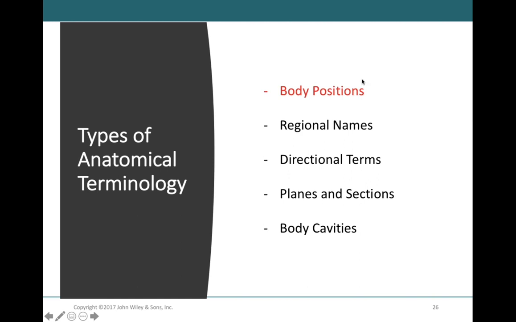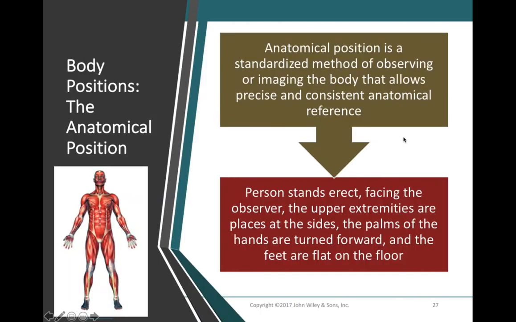So first and foremost, we're going to touch on the body position. And the body position of importance for us is the anatomical position. The anatomical position is essentially what is shown right here in this lower corner. The way we describe this model is going to be here. Now, the anatomical position is important because it's a method by which we can standardize observing the human body.